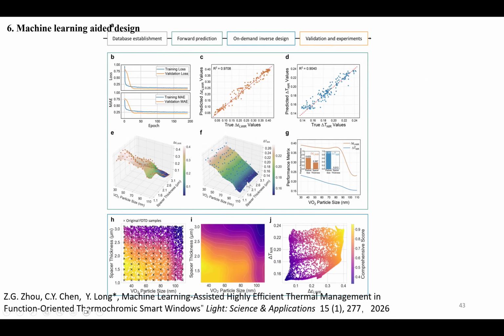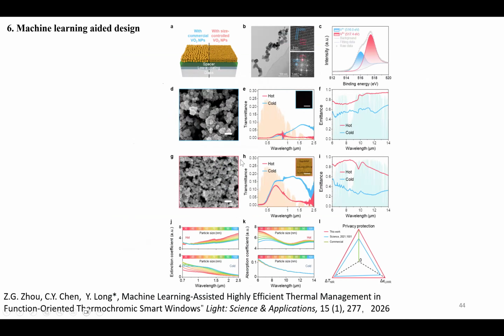But for the spacer, there's an optimal range. By using this conclusion, we are trying to fabricate very, very small nanoparticles. Once we have these very small nanoparticles, we're going to get enhanced delta TSO, which is from 0.25 to 2.5, and also enhanced delta emission in the long wavelength infrared. So this is the first machine learning aided design.